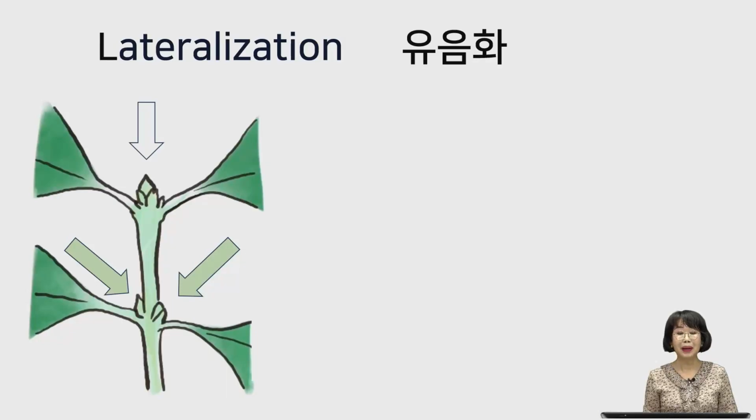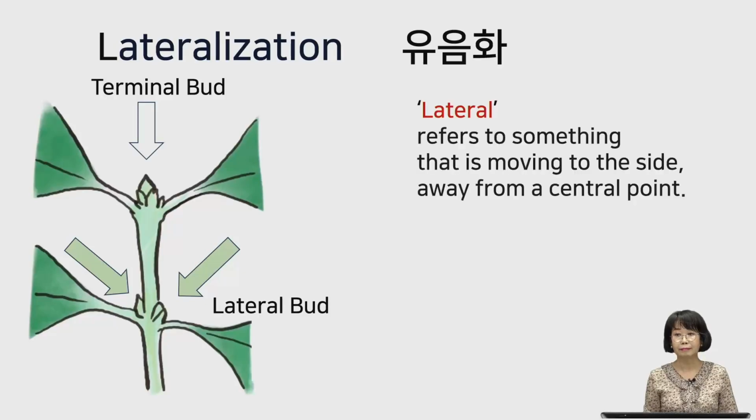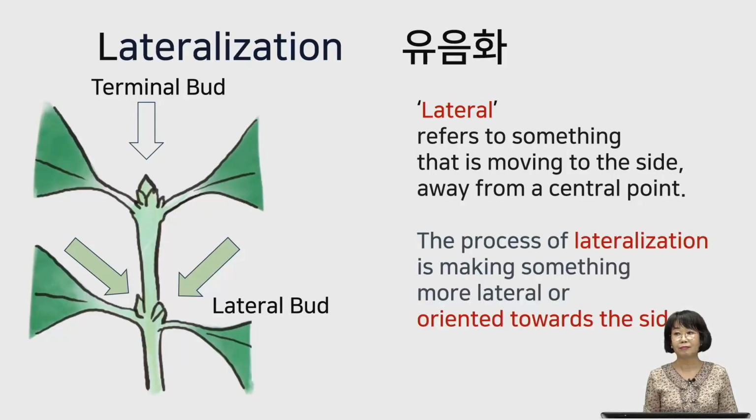There is a plant. There are many buds. We call this terminal bud because it is in the center of this plant. We call this lateral bud. Lateral refers to something that is moving to the side away from the central point. The process of lateralization is making something more lateral or oriented towards the side.